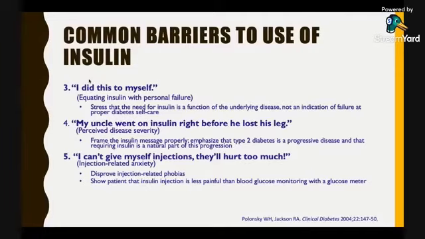"My uncle went on insulin right before he lost his leg." I was talking about the kidney disease issue. So, perceived disease severity: frame the insulin message properly, emphasize that type 2 diabetes is a progressive disease and that requiring insulin is a natural part of the progression. And I always tell my patients, see, pregnant woman, have you seen someone? So relate it to something that they might have seen in the family. Let's say a pregnant woman, they're given insulin. If they have type 2 diabetes and go on to have pregnancy, they will be given insulin.